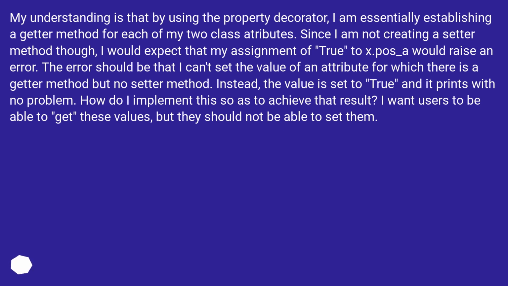The error should be that I can't set the value of an attribute for which there is a getter method but no setter method. Instead, the value is set to true and it prints with no problem. How do I implement this so as to achieve that result? I want users to be able to get these values, but they should not be able to set them.